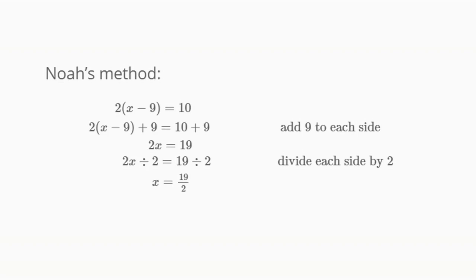Okay, so the original problem he had is 2 times x minus 9 equals 10. So Noah said he added 9 to each side. So let's look and see exactly what he did. Why do you think Noah added 9 to each side?